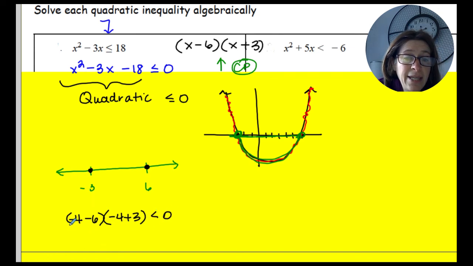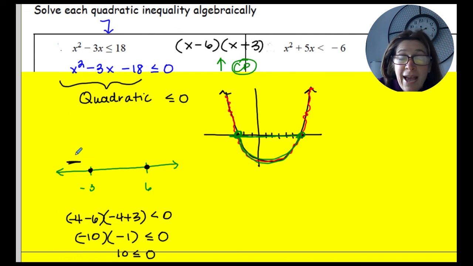Let's see. Negative 4 minus 6 is negative 10. Negative 4 plus 3 is negative 1. I can actually see that that's going to give me a positive 10, which is not less than 0. So this is not less than 0 here. So I'm going to put a negative. You could put an X, but this is called a sign chart. So it is not true there. That's why I put a negative, so not true.